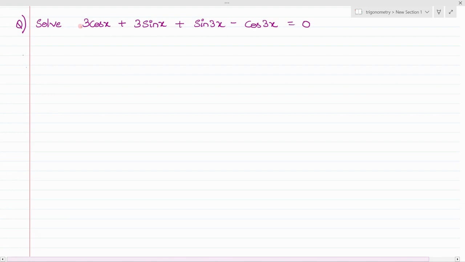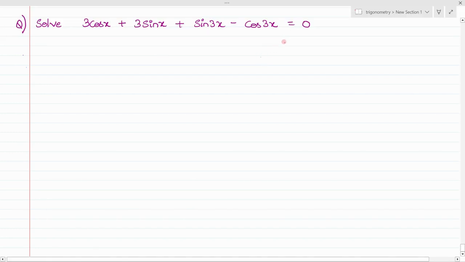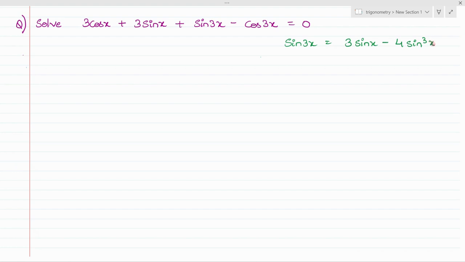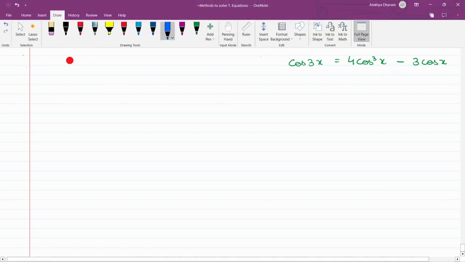In this question, we need to solve the given equation. First thing, you need to remember the formulas for sin 3x and cos 3x. Sin 3x is nothing but 3 sin x minus 4 sin cube x. And the formula for cos 3x is 4 cos cube x minus 3 cos x. So just substitute these formulas.